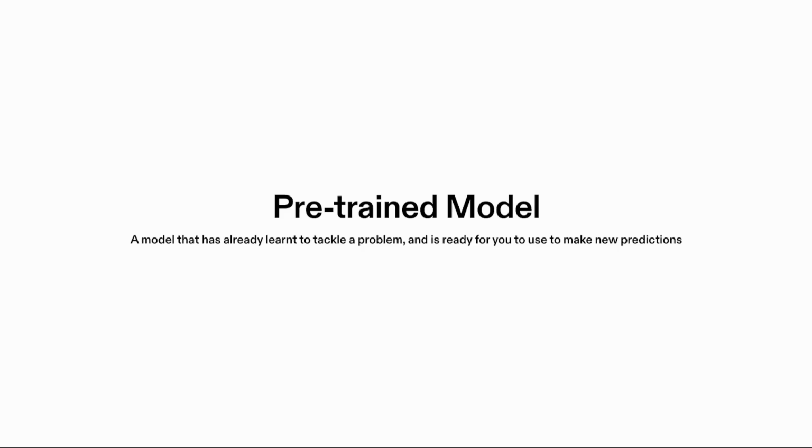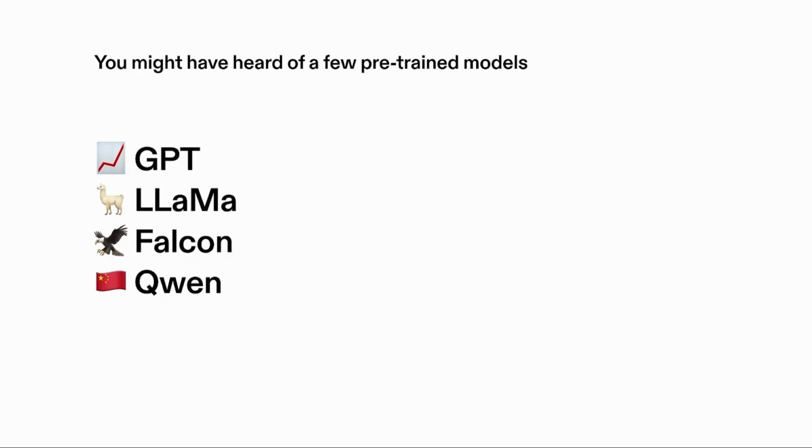So there are lots of different pre-trained models which have already learned to tackle a problem, and they're ready for you to use to make new predictions. You might have heard of a few of these pre-trained models. GPT, I'm sure you've all heard of that somewhere. Llama, Falcon, Qwen, they're all pre-trained models which do slightly different things. GPT is OpenAI's proprietary model, or at least the latest version is proprietary. Llama is Facebook's completely open source model. Falcon is another very large and competent open source model, and Qwen, again, is another open source model focused on Chinese text and Mandarin.